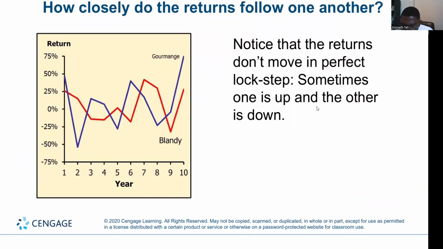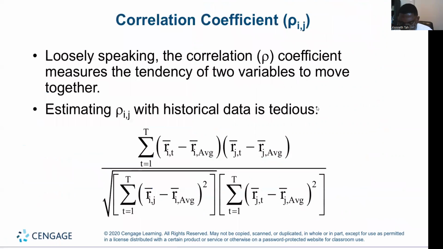So this brings us to the concept of correlation coefficient. What is the correlation between these two companies? How are the returns moving year after year? The correlation coefficient, loosely speaking, measures the tendency of two variables to move together. We say rho, for variable I and variable J, is equivalent to this.